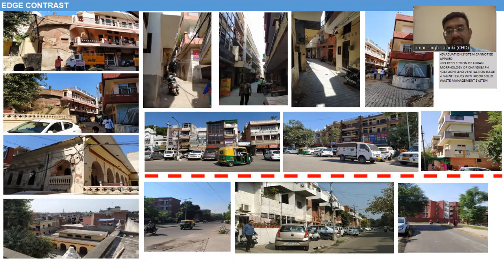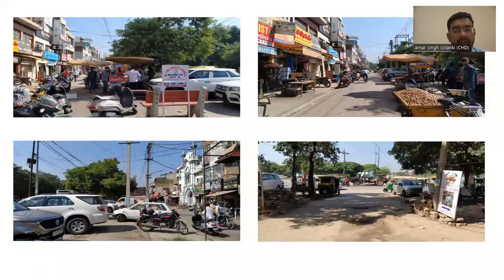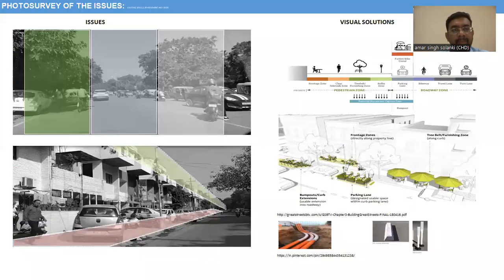You have different land use, everything is mixed up. So you will see a religious building next to a commercial building, a school next to a commercial building. The skyline is not limited, the road hierarchy is not being followed. A couple more images show how the streets and pathways are being used. Then we have done a photo survey of the issues. We try to suggest some visual solutions.